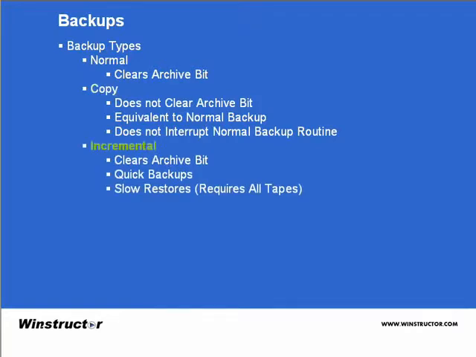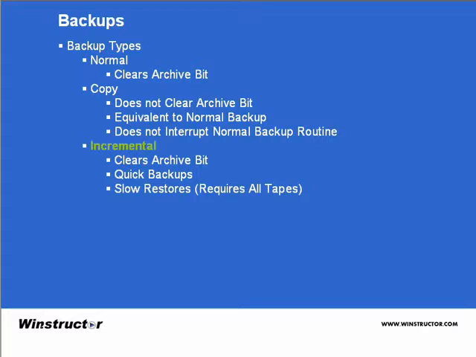Next we have an incremental backup. Now an incremental backup only backs up files or folders that have had the archive bit change since the last normal or incremental backup. Now incremental backups are quick to perform, but they're slow to restore. Now the reason for this is that you have to restore the normal backup first and then each incremental backup you've created in order. So for example, let's say that you've performed a normal backup on Monday and then an incremental backup every other day of the week.